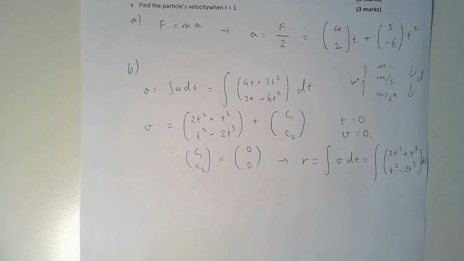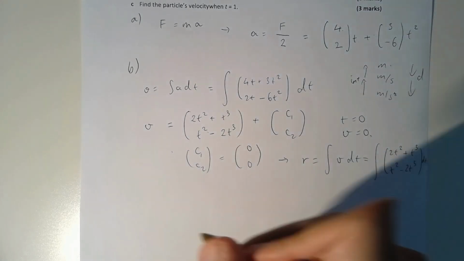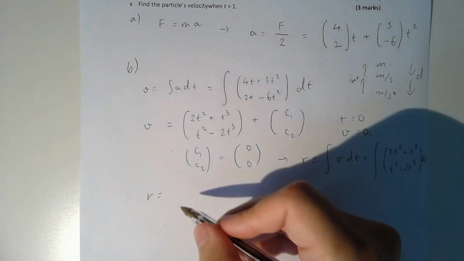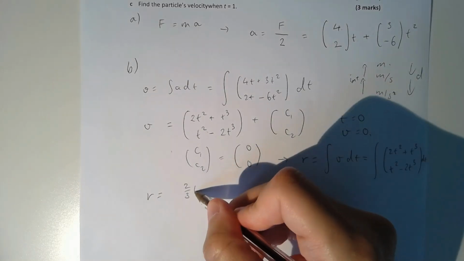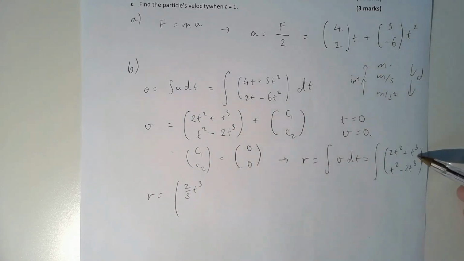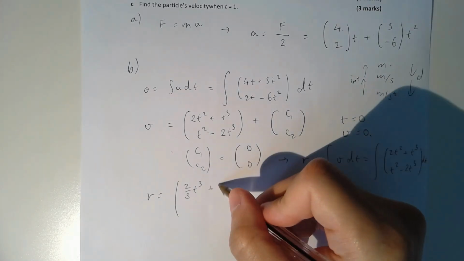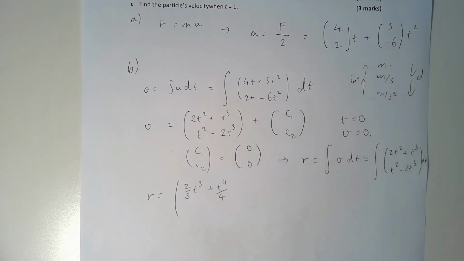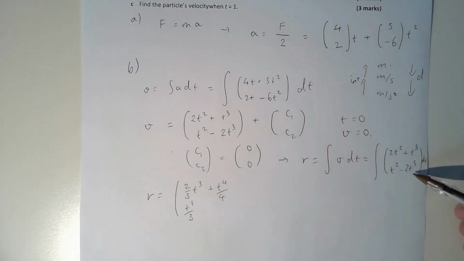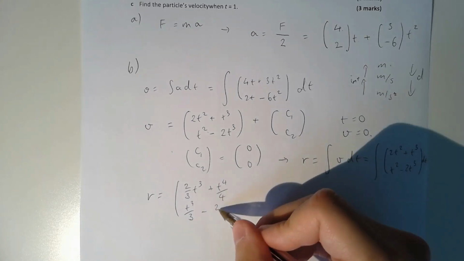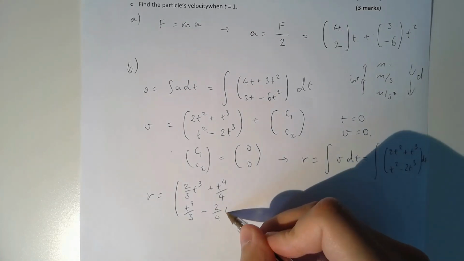Now we're going to carry on. r equals the integral of each component, top component and bottom component separately. So you get 2 over 3 t cubed plus t to the power 4 over 4. That is t cubed over 3, and this one equals minus 2 over 4 t to the power 4.